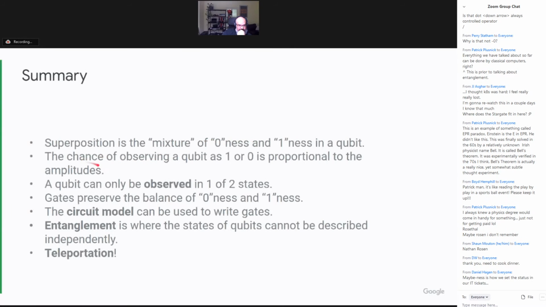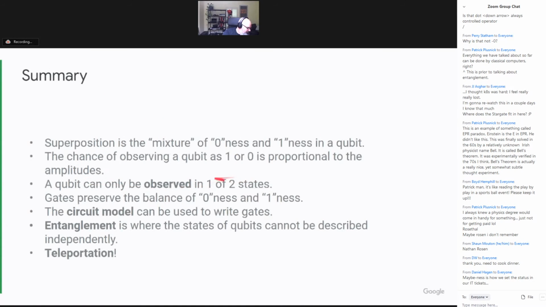So the chance of seeing a qubit as a 1 or a 0, knowing that we can only get 1 bit out of it, the probability will collapse. The chance of seeing it as a 1 or a 0 is proportional to the amplitude in that direction. So if you're just a little bit off of perfect 0, you might have a 99% chance of seeing 0 and a 1% chance of seeing 1. But that chanciness is there.